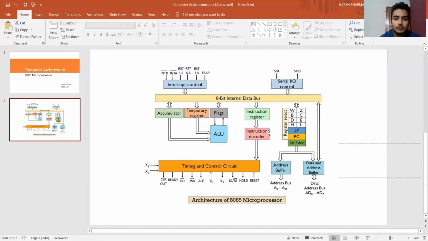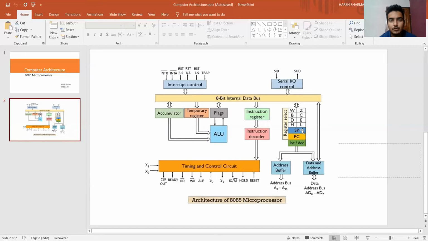So we have discussed the whole thing, but only the stack pointer, interrupt control, and serial IO are left. First of all we will discuss the SP, that is the stack pointer. The stack pointer works on the LIFO technique, that is last in first out.